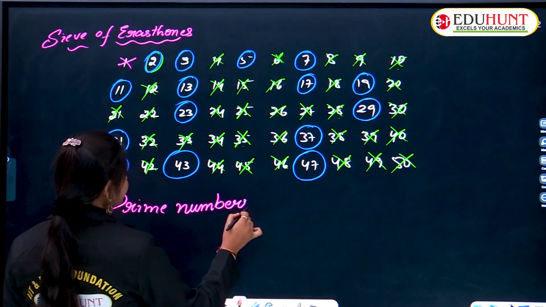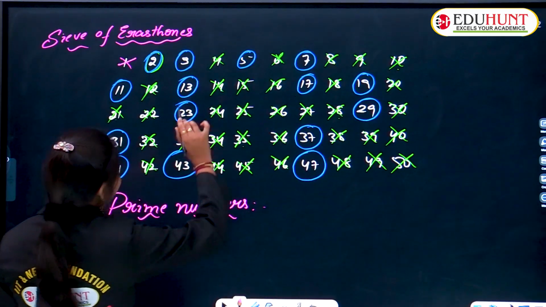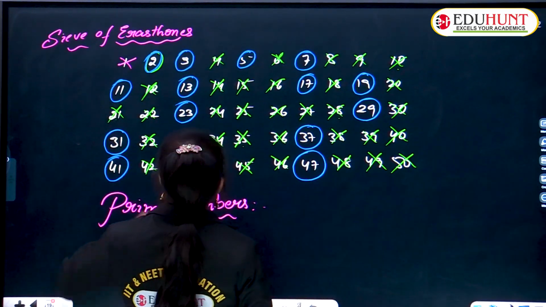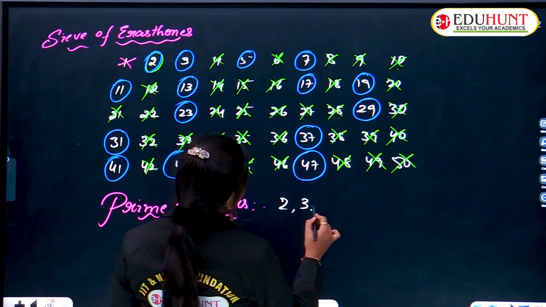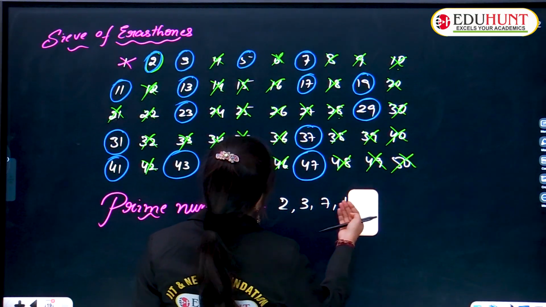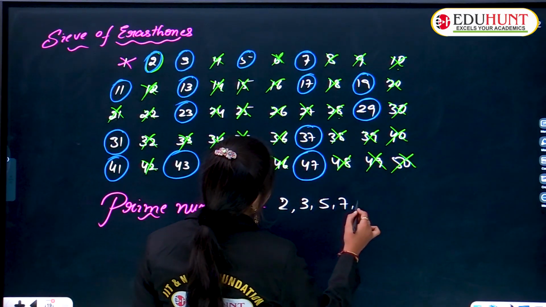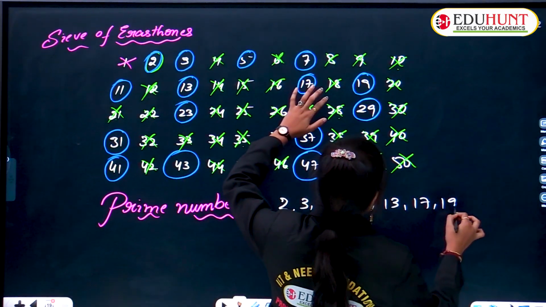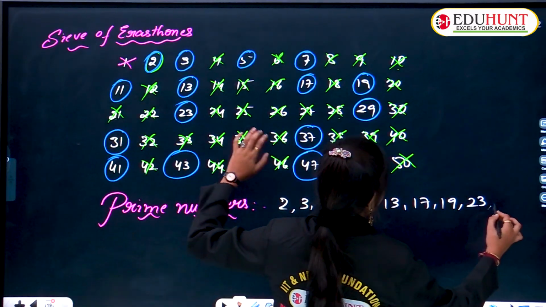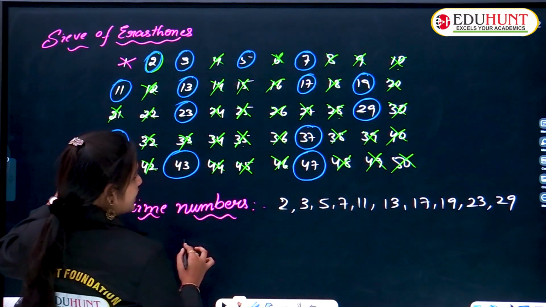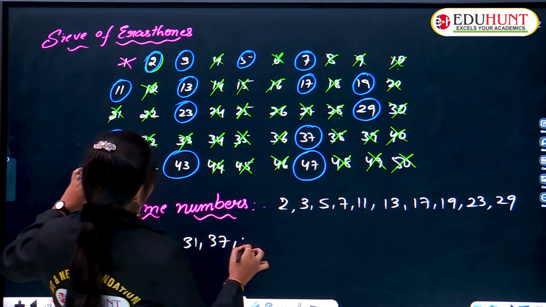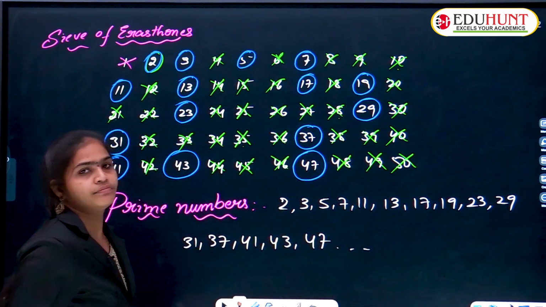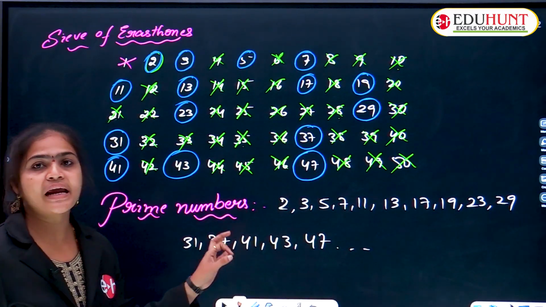Prime numbers. Which numbers are prime here, which numbers are circled here? Those numbers come under prime numbers. Tell me which numbers: 2, 3, 5, 7, 11, and see 13, 17, 19, and come to this one, 23, 29, and here 31, 37, 41, 43, 47 and so on. These all are prime numbers.